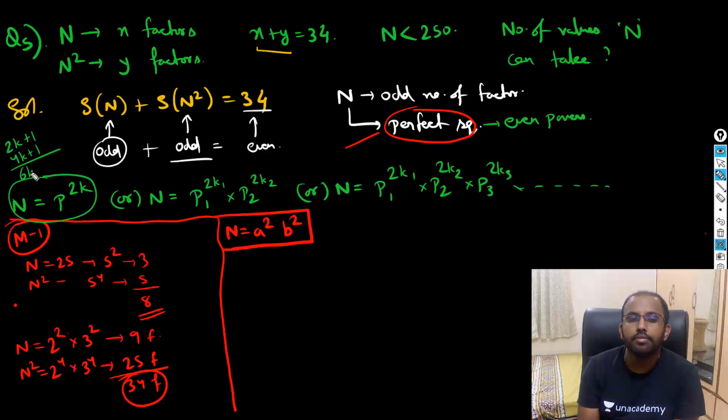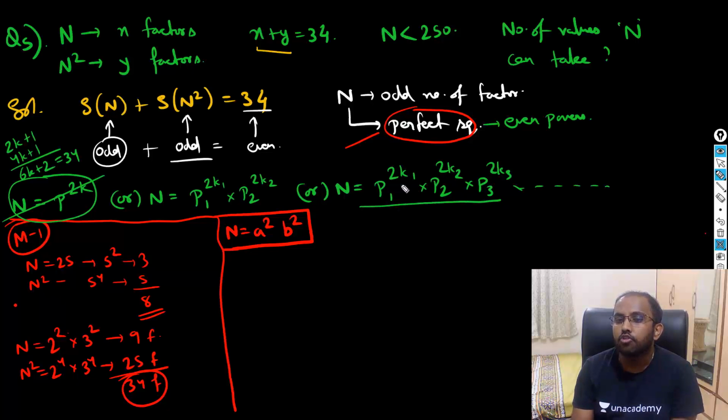Sum will be 6k plus 2. If that is equal to 34, that means k is not an integer. That means it is not of this form. Similarly, if you come to this part here, that means n has got how many factors here? So even you can sense it's a very big value, right?